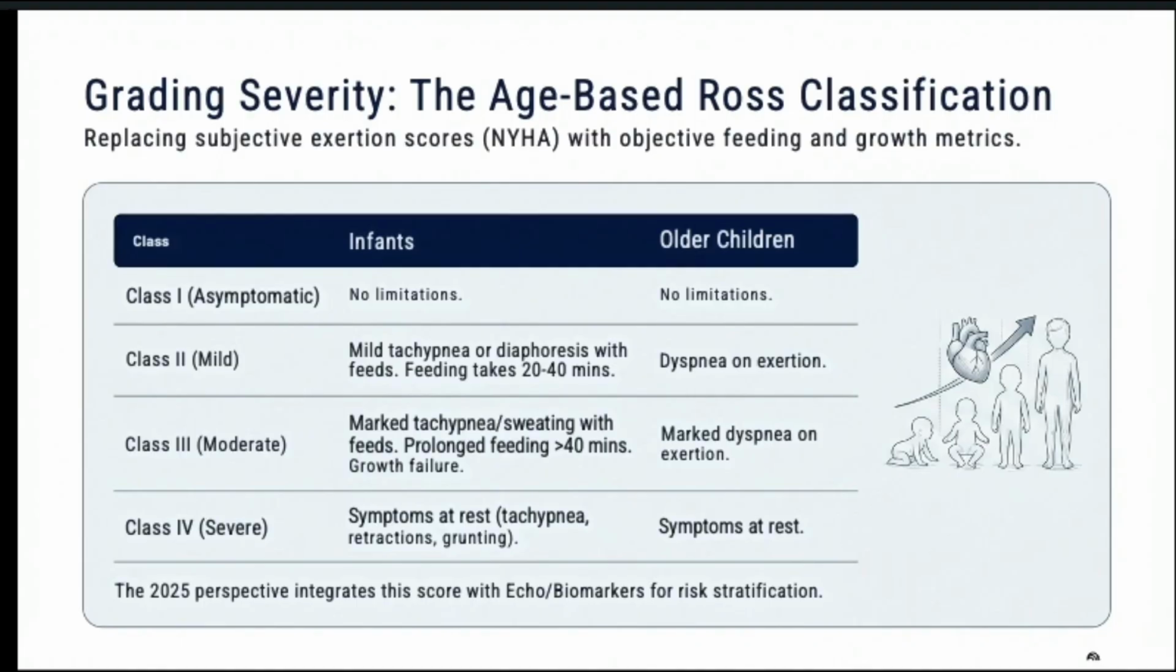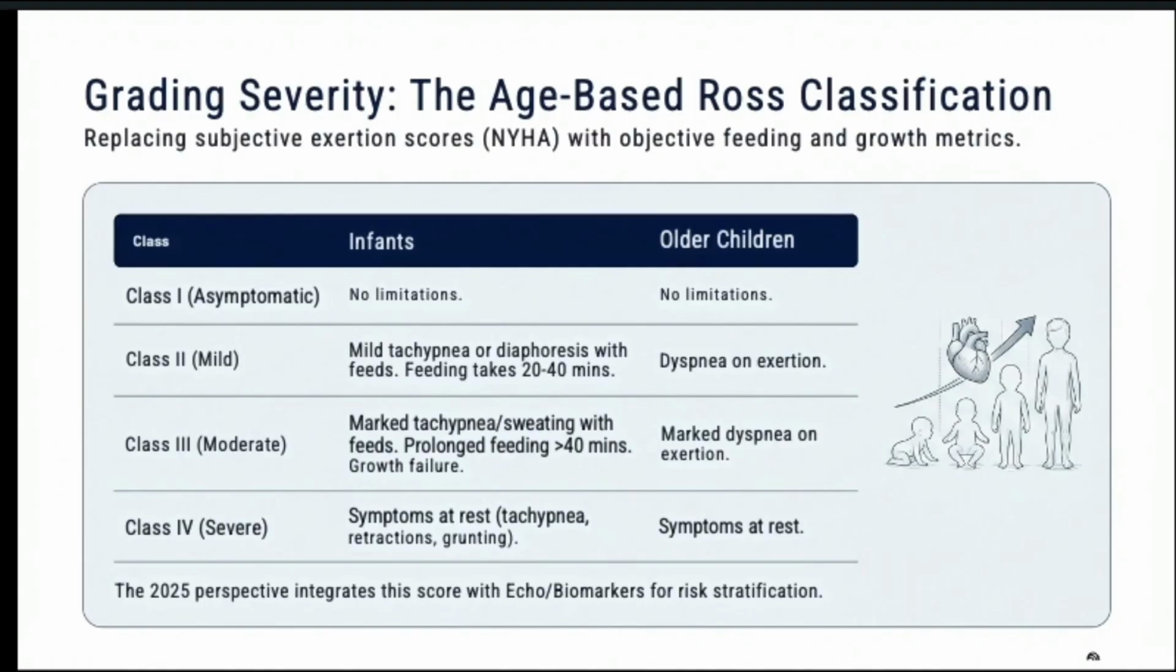Now, as far as the grading of severity of heart failure is concerned, in adults we use the NYHA, that is the New York Heart Association classification. In the pediatric age group, we use the Ross classification. The Ross classification is easy because it actually ties the three cardinal signs of heart failure, that is tachypnea, tachycardia, and feeding difficulty. Just like you have the NYHA 4 classes, we have the 4 Ross classes.